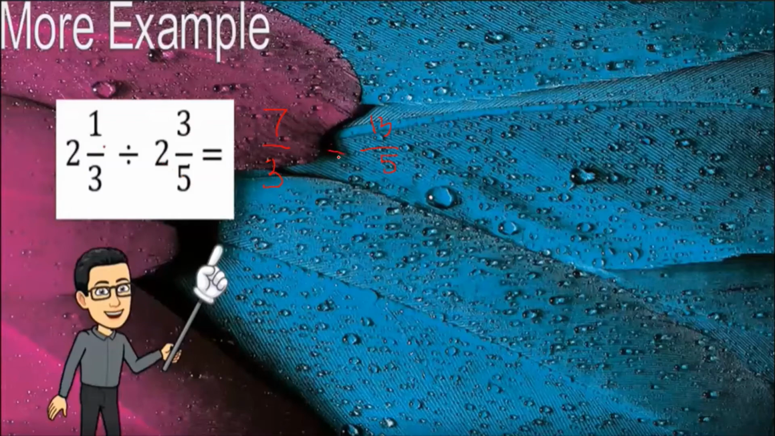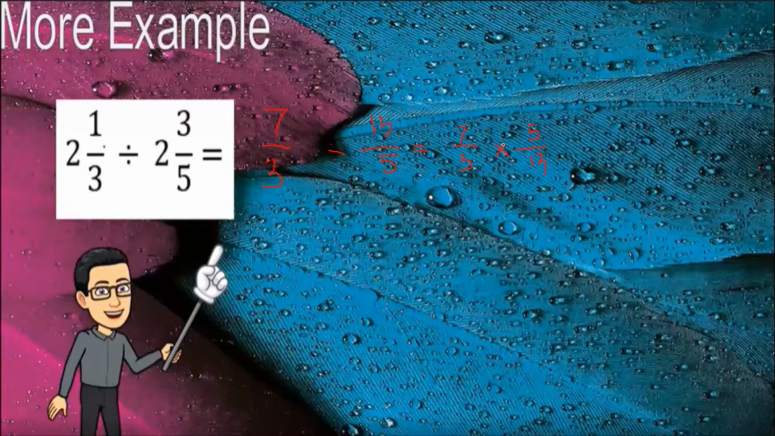Okay, now let's continue dividing 7 over 3 divided by 13 over 5. Now this time we could do the reciprocal to our second fraction here. 13 over 5. What's the reciprocal for 13 over 5? Very good. That is 5 over 13. Okay, so once we put our fraction into reciprocal, from division, again, it will change into multiplication.